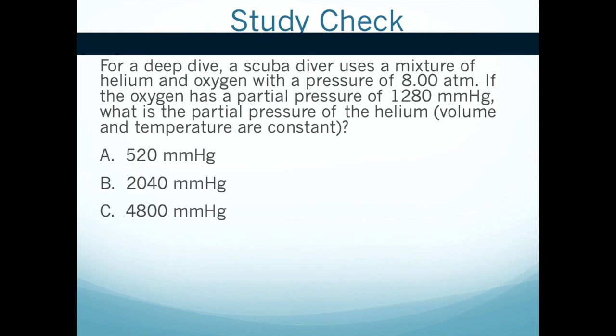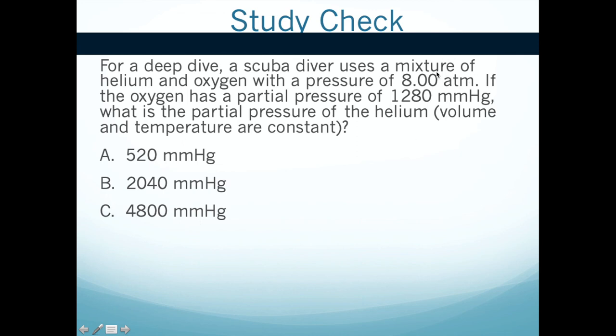Let's try another problem out. This one is interesting because it gives us a total pressure. We're told that the mixture of helium and oxygen in this tank has a total pressure of 8 atmospheres. You're told that the oxygen in the mixture has a pressure of 1,280 torr, and you're asked, what is the partial pressure of the helium? Notice that this is a multiple choice question, and all of your answer choices are in torr.